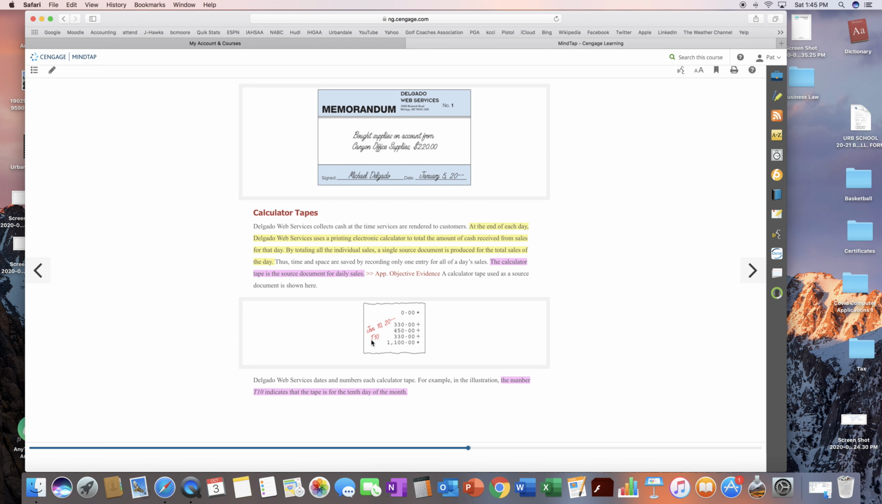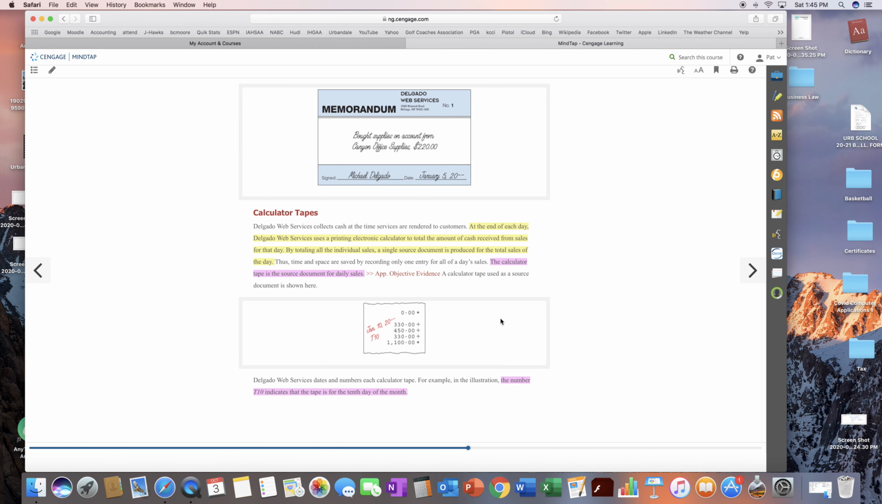So January 10th means you're going to do T10, which is the calculator tape or the cash register tape for that date. T for the tape, 10 for the date. Calculator date is a source document for daily sales. And so when we do that, we'll keep it all, even if it's cash, credit card, checks, change, we count it all in one transaction.